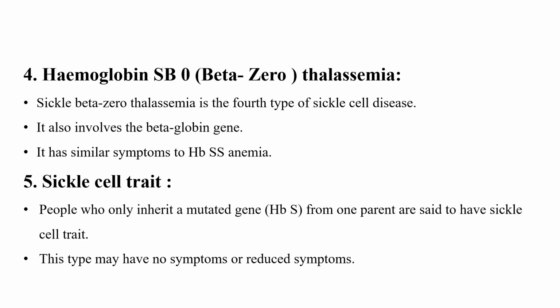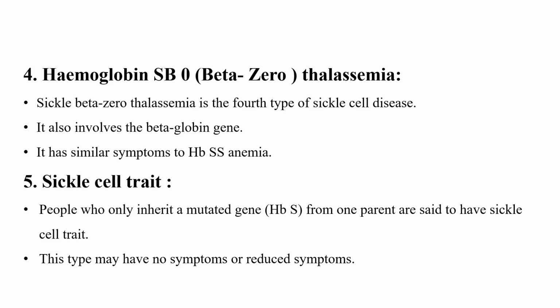And the fifth type is sickle cell trait. People who inherit a mutated HbS gene from only one parent are said to have sickle cell trait. This type may have no symptoms or reduced symptoms.